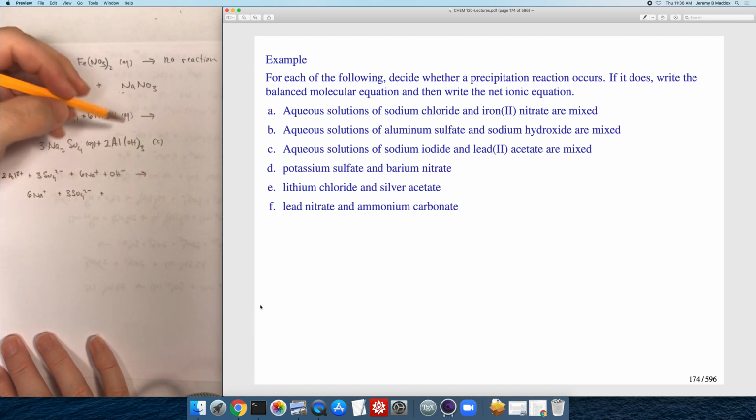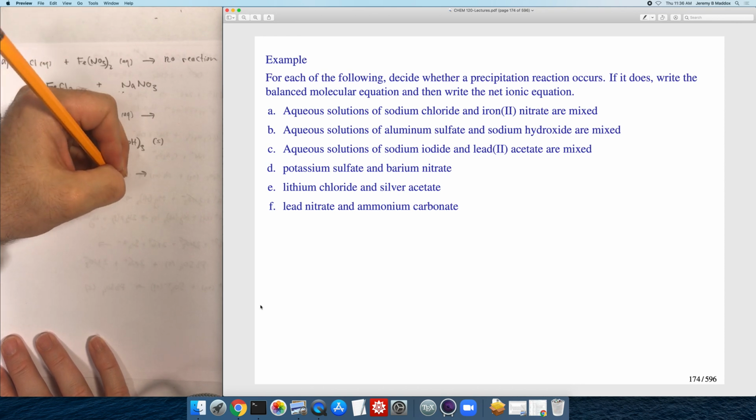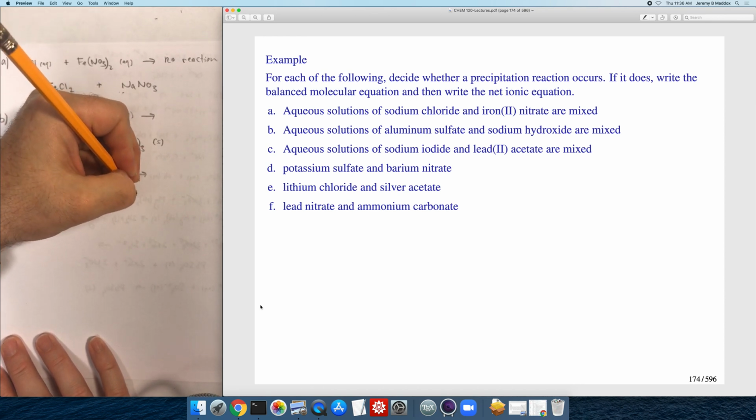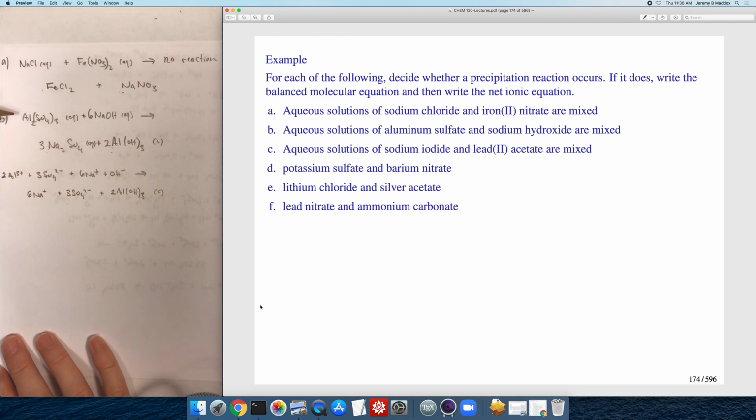And then we don't break up our precipitate. It's insoluble, so we leave it in its molecular form. Look for the ions that appear on both sides, the spectators. We see that sulfate is a spectator, sodium is a spectator, and so that's going to leave us with our net ionic equation. And I will put back in these phase labels.